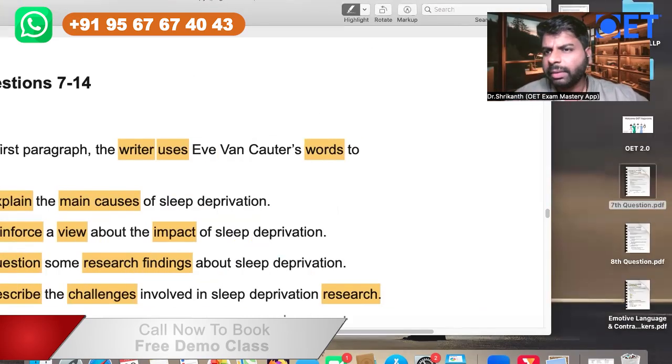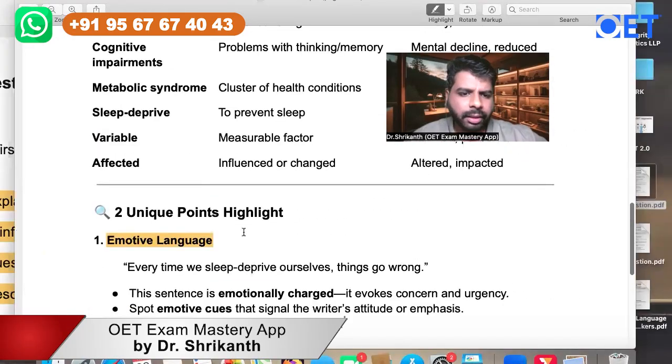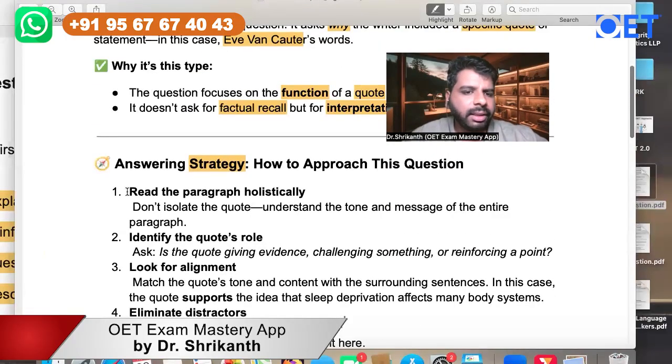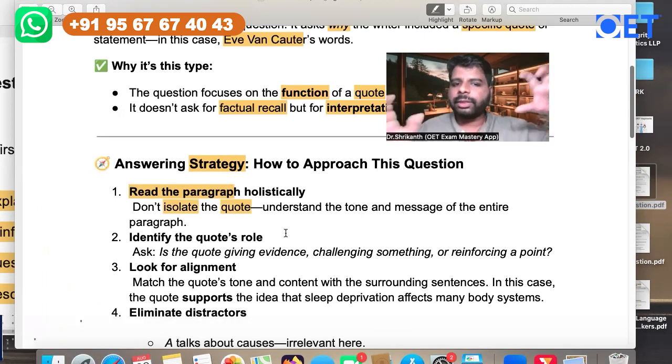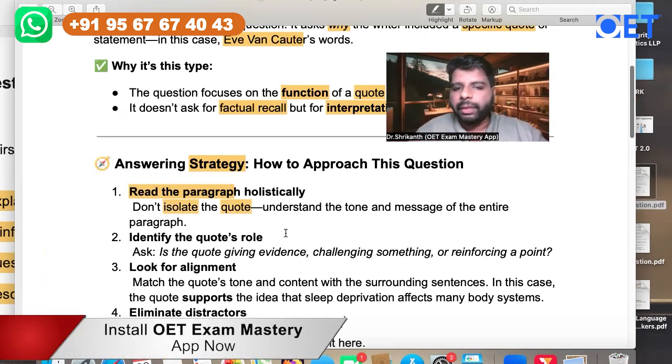So I'll be sending this document over here. So let's just take this document over here. Now, you see, the strategy over here is: read the paragraph. Don't isolate the quote. So don't read only the quote coming from Yvonne Cotter. Understand the tone and message of the entire paragraph. See, what is the tone? What is the message from the entire paragraph?